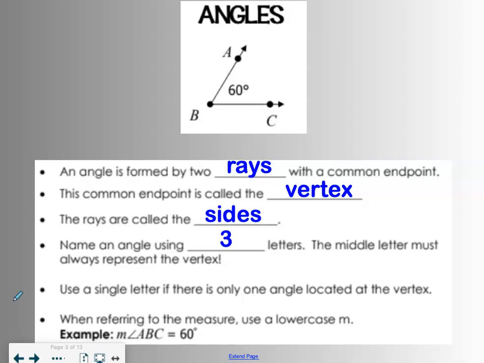So if I wanted to name this angle up here, you just trace it out. So let's say I start here to be angle A, B, C. So I'd write it angle ABC. The A and C could switch spots, but B has to be in the middle since it's the vertex, okay?